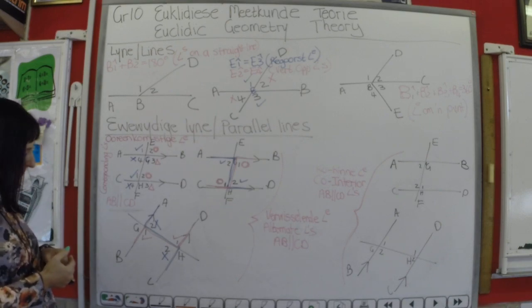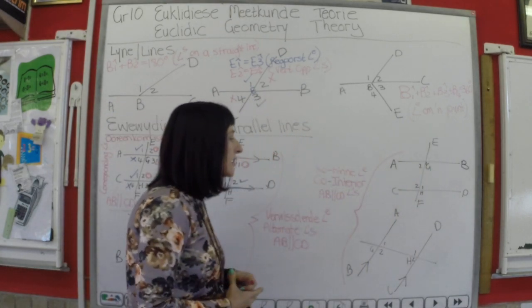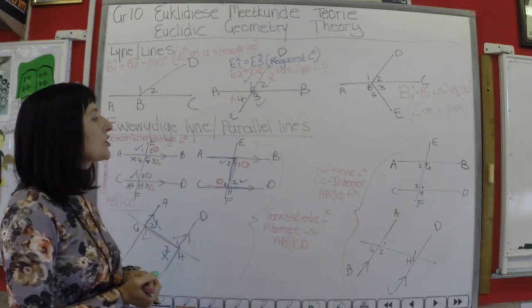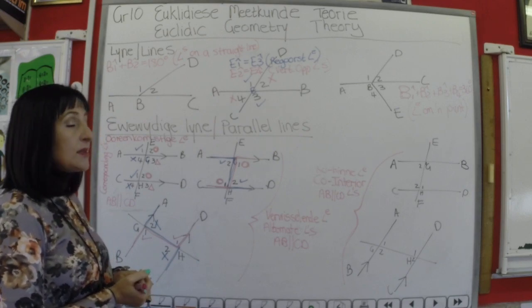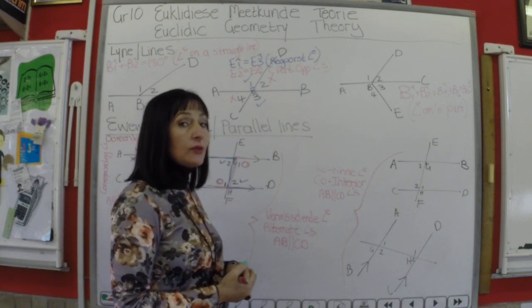Ons moet dit ken. Dan die laaste hoeke wat ons by ewewydige lyne kan identifiseer, is ko-binnehoeke. But be careful, co-interior angles are not equal to each other.